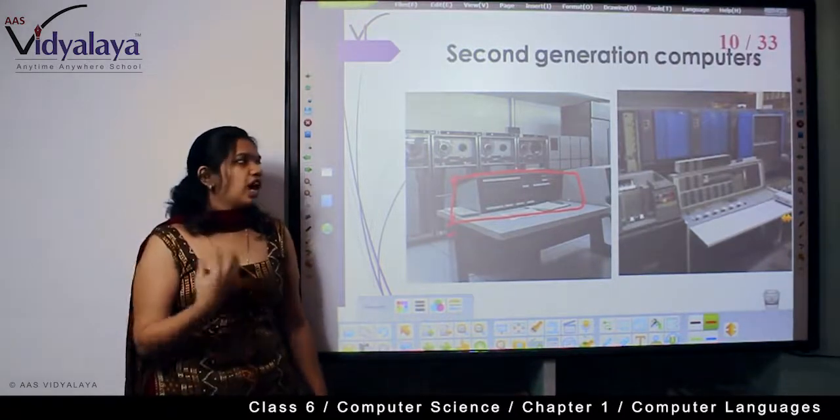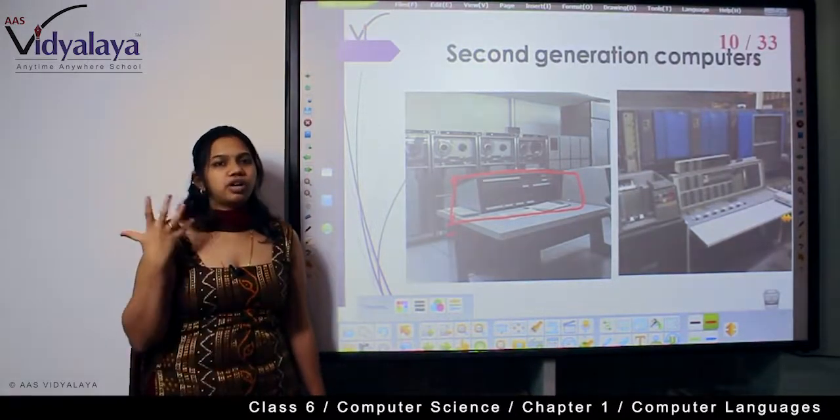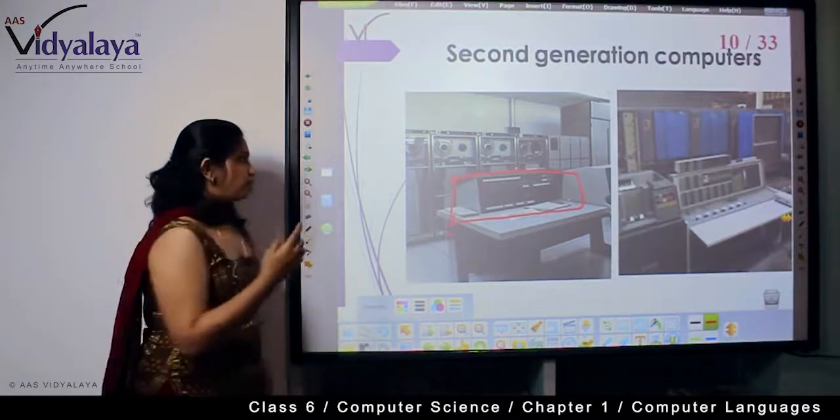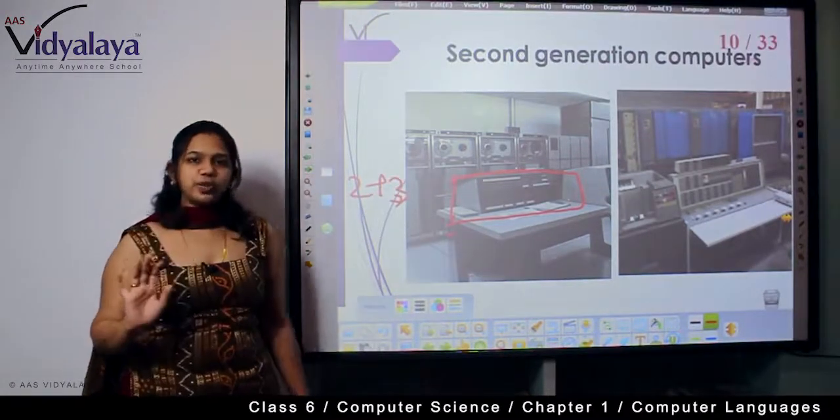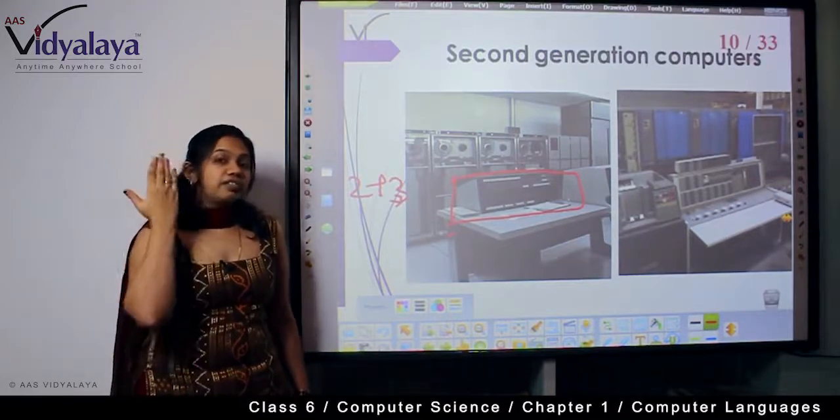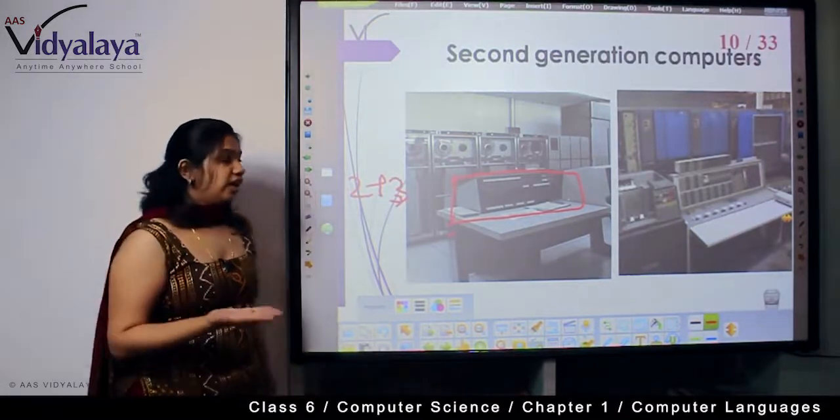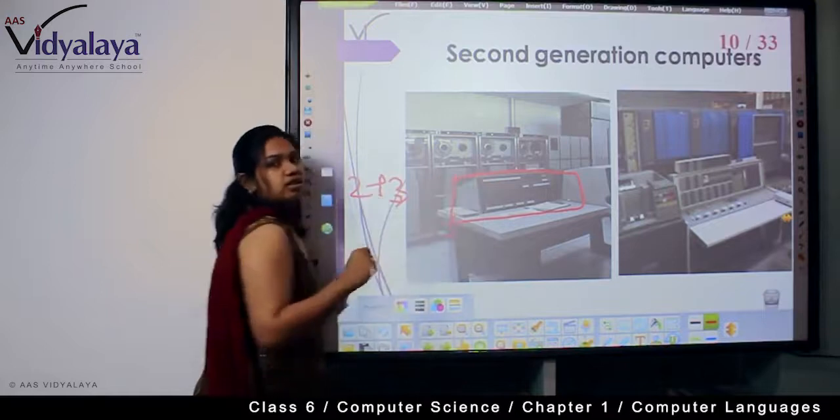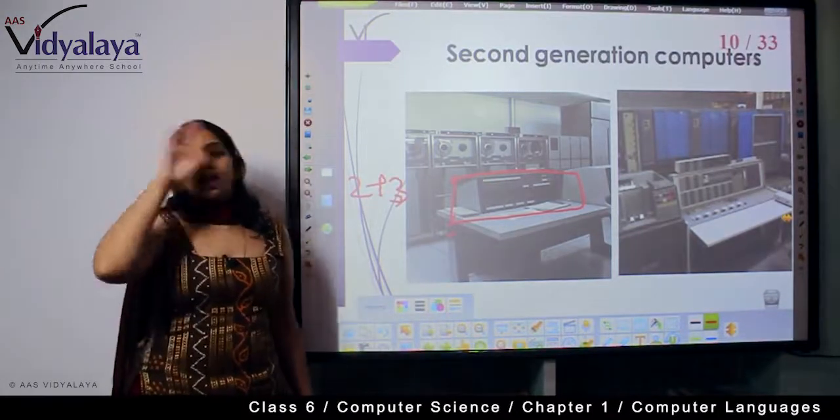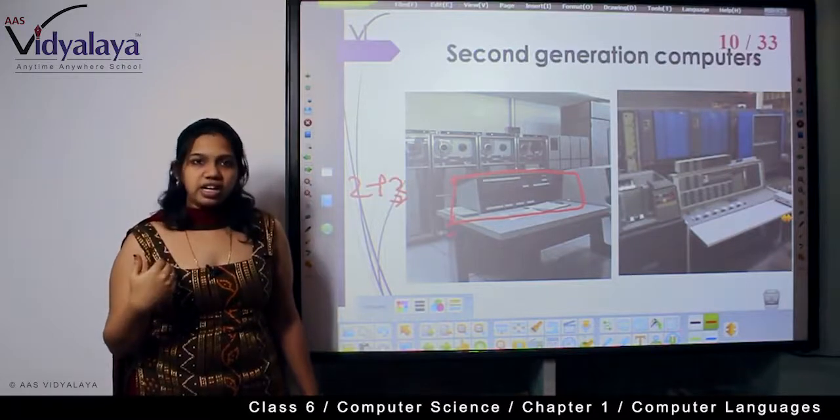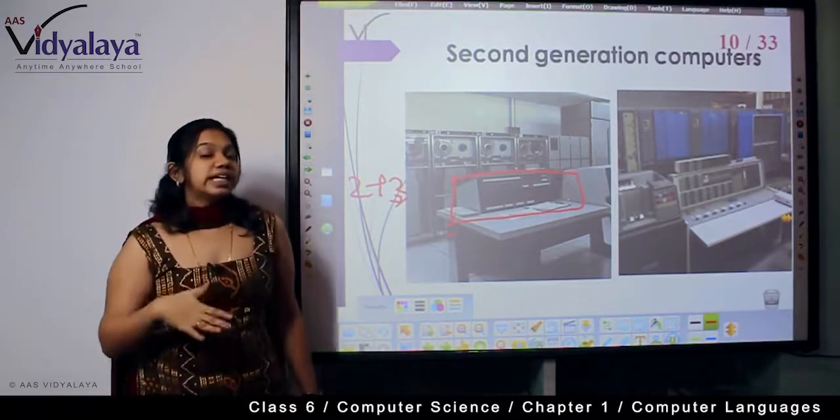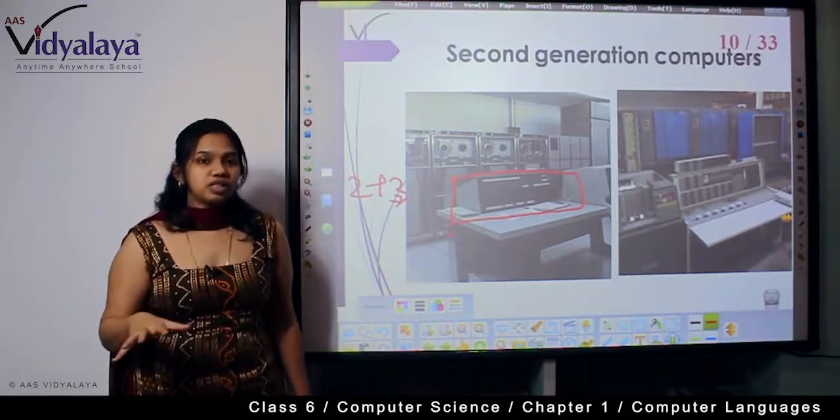For example, I want to know the answer to a problem. Imagine I'm going to ask the computer what is 2 plus 3. That's my question. What will I do? I write it on something and plug it in here, so that the computer analyzes it and gives the result back to me. Alright, so this is how a second generation computer works.